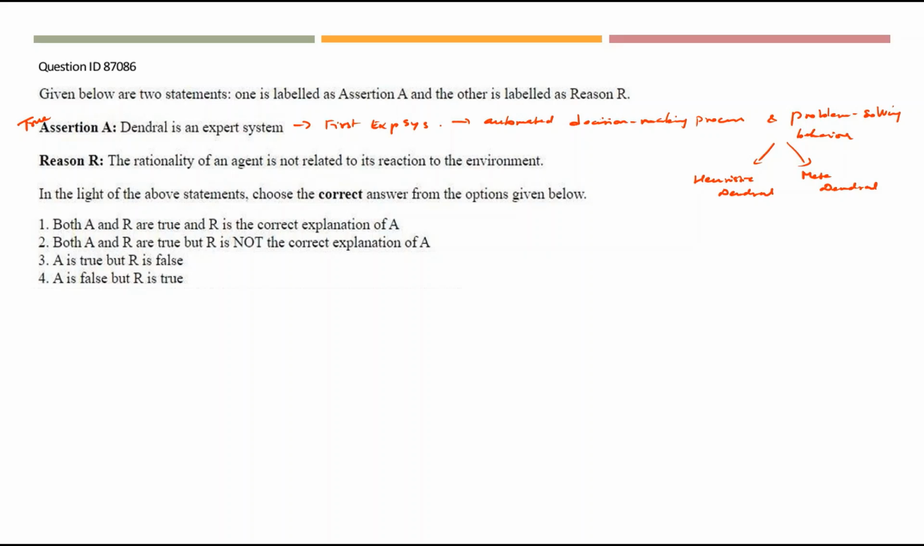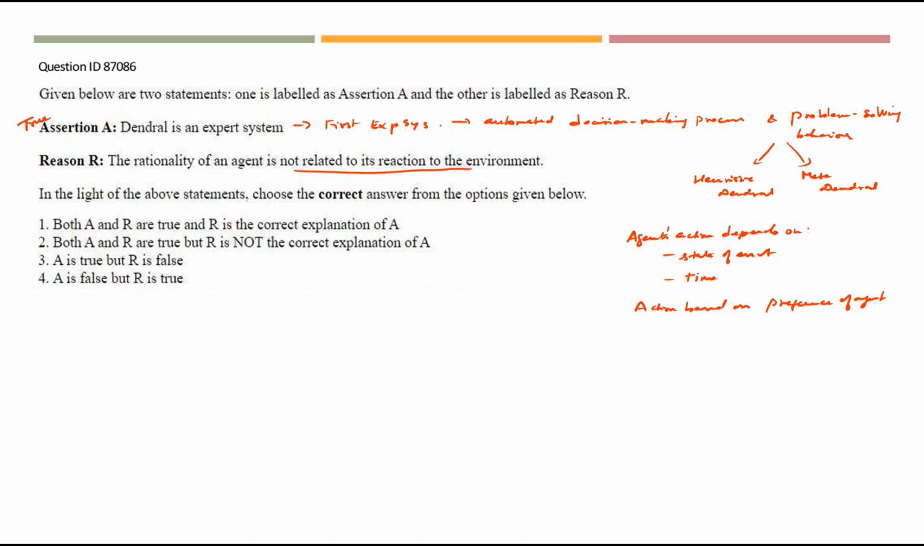The rationality of an agent is not related to its reaction to the environment. Agent's action depends on various factors like the state of the environment, the time step it has reached, etc. The action is based on the preference of the agent. Whatever the agent prefers to do at that time, whether it has to react to the environment or based on the time it has reached, how the reaction can be, everything will be based on the preference of the agent.